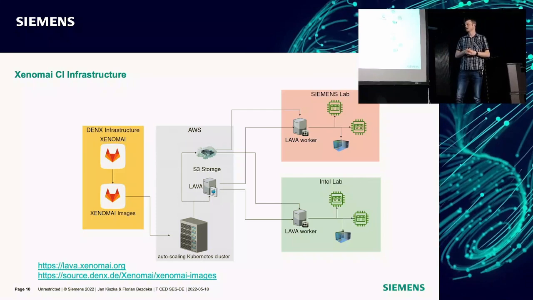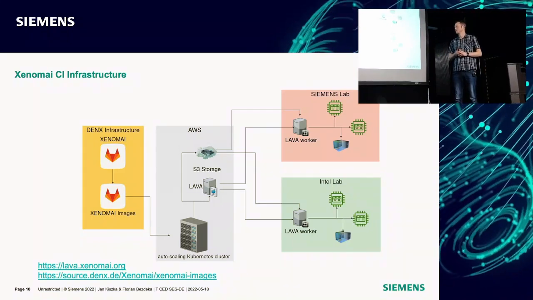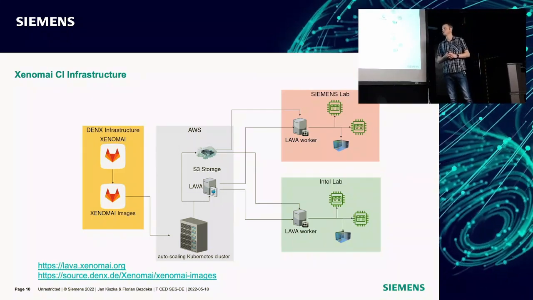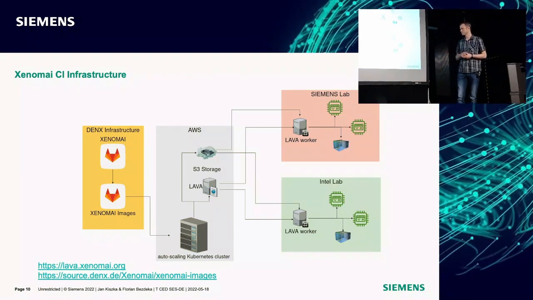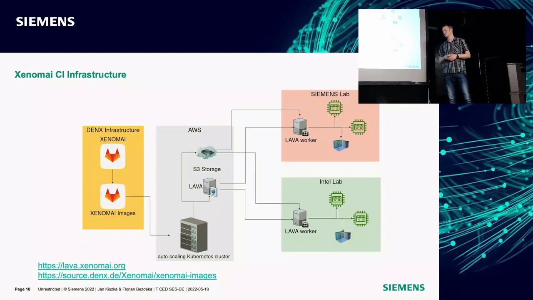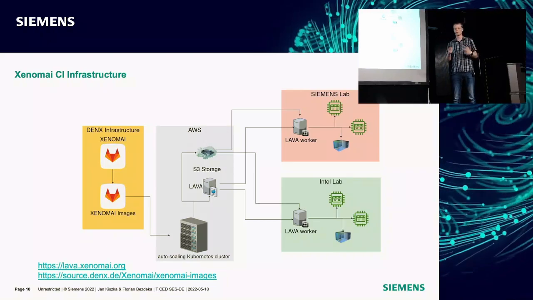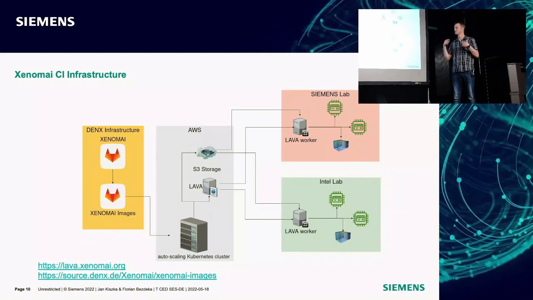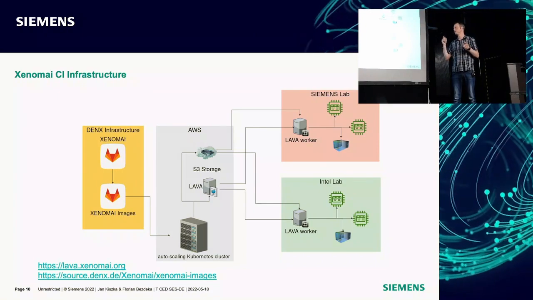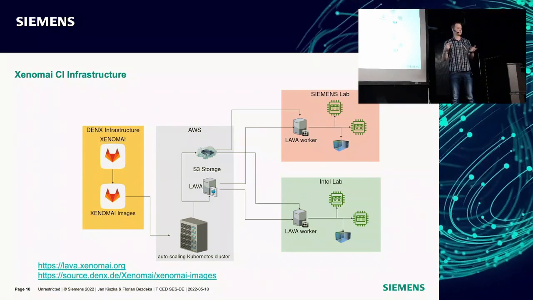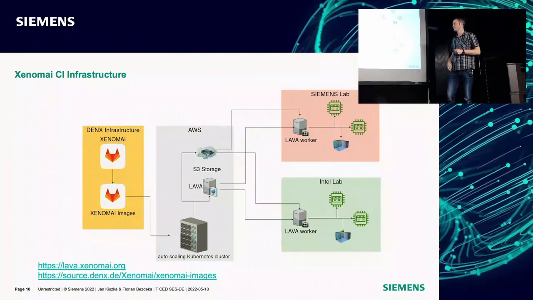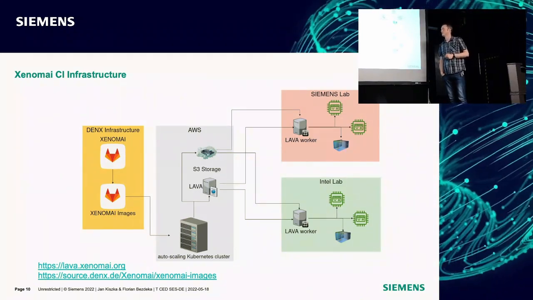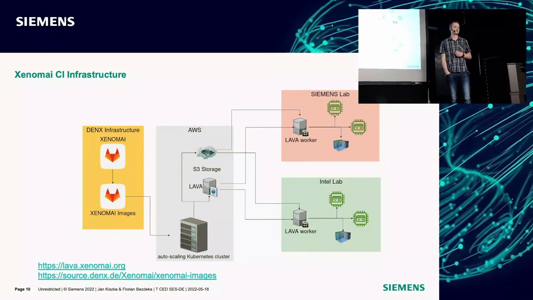We basically have an auto-scaling Kubernetes cluster hosted at AWS, which is currently funded by Siemens. This cluster takes care of building all these images for all the different architectures, different versions, different kernel combinations. Once that is done, we flush all these complete images to an S3 storage. And from there, the so-called LAVA infrastructure will take over.